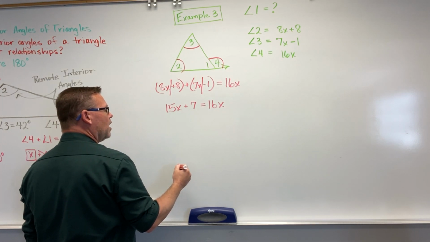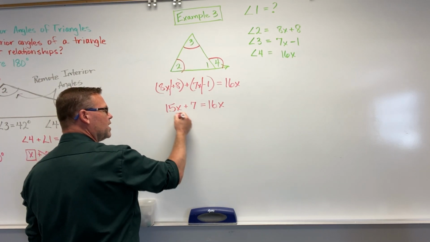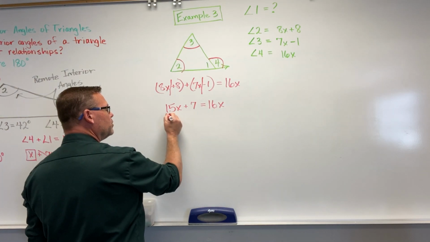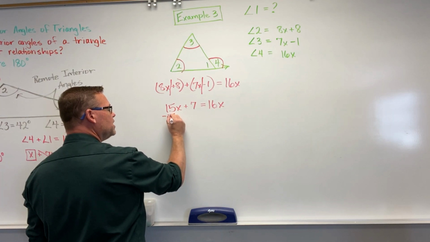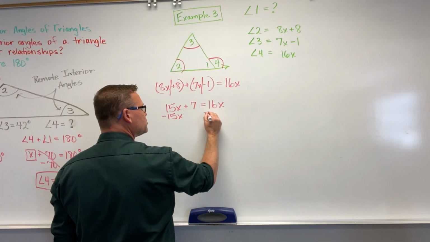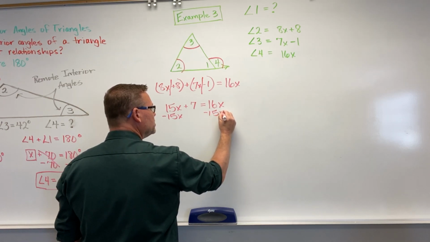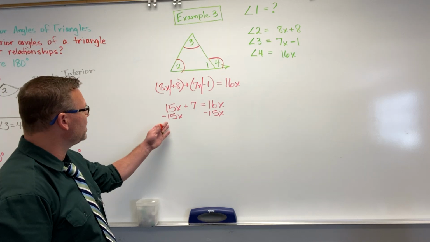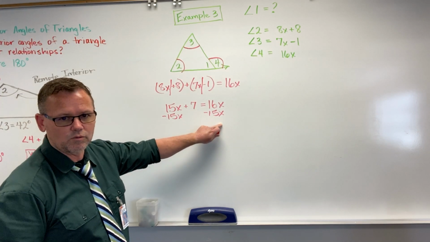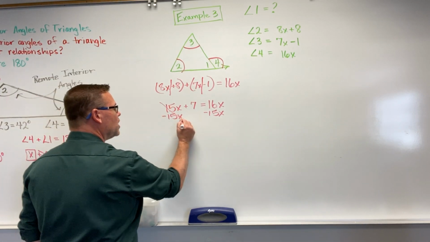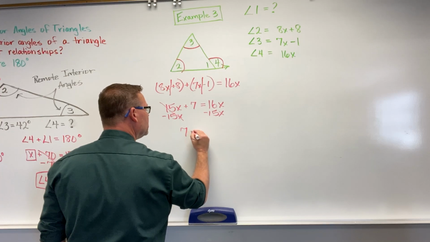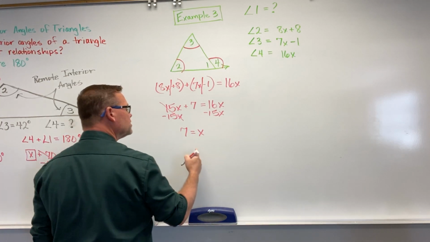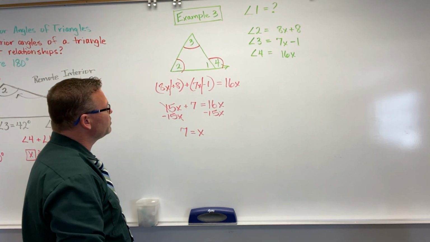Okay? Now, what I have to do is get all the x's on one side, right? And what we do is we're going to subtract 15x here. That means I have to subtract 15x here. This looks a little bit different, right? Because usually we're isolating the variable. Well, we're doing that anyway by getting all the x's on one side. This is gone. We find out that 7 equals x. Okay, so x equals 7.